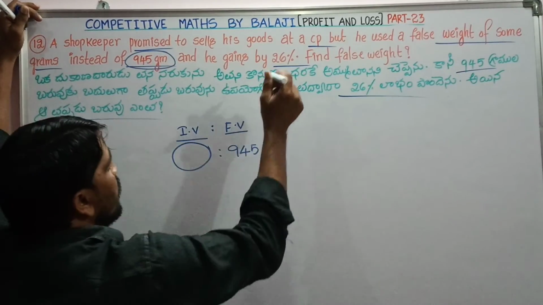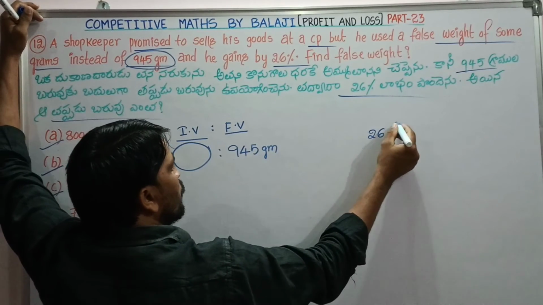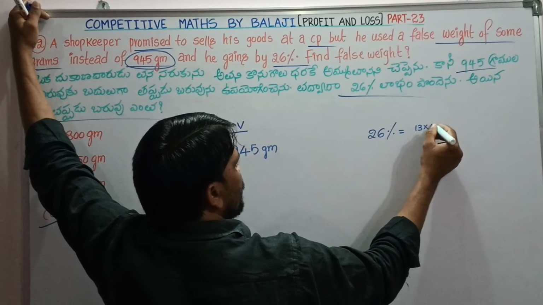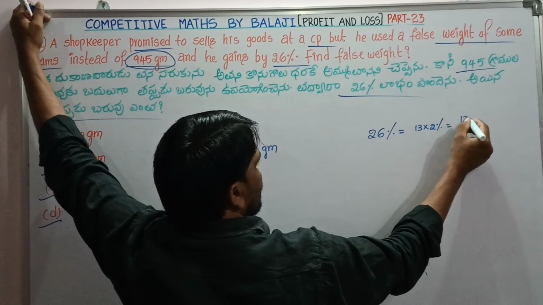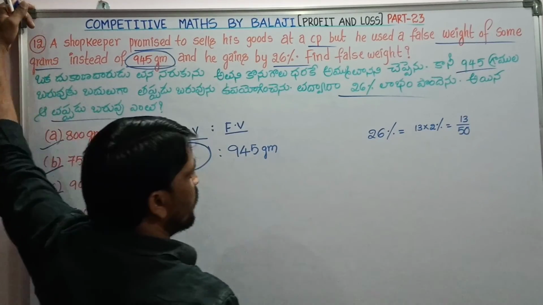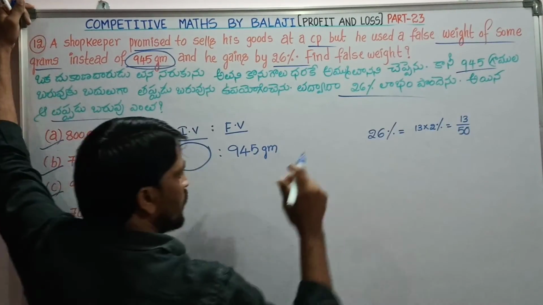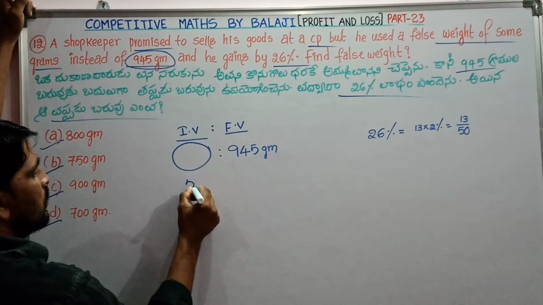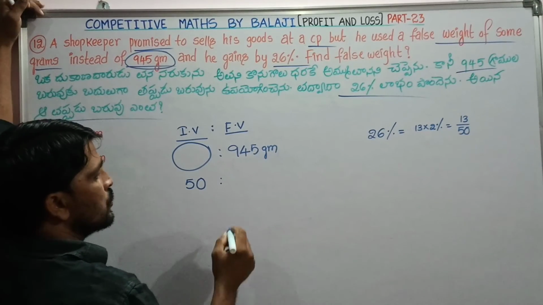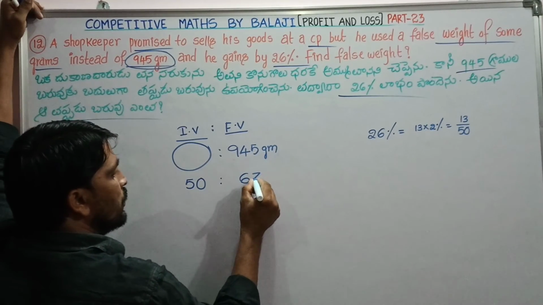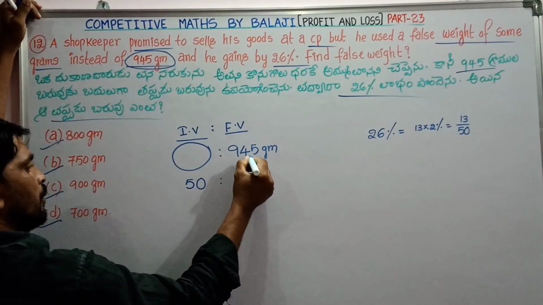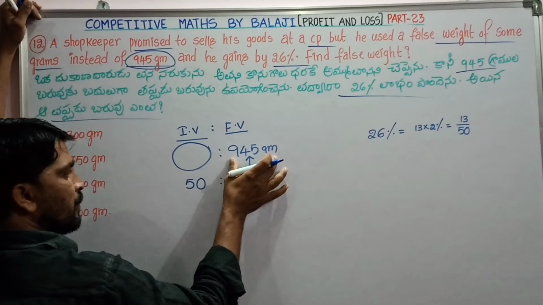Okay. And he gains 26% profit. And we know that profit is arranged in ratio form. That is 13 into 2%. 2% fraction value is 1 by 50. 13 times 2% is 13 by 50. That is, 50 units of goods are sold at 63 units. Okay. Yes. That is, 63 units of goods weigh 945 grams.